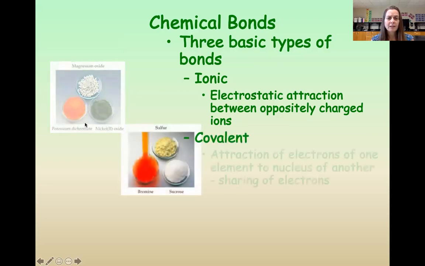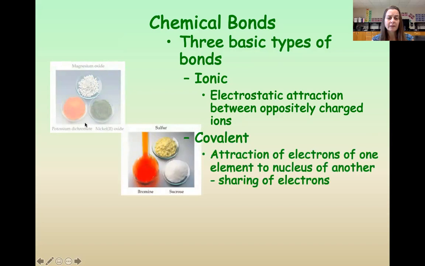Our second type of chemical bond is the covalent chemical bond. This forms molecules, and in covalent chemical bonds, these are based on the attraction of the electrons of one atom for the nucleus of another atom. And so this is what we typically talk about as sharing of electrons. This means that the orbitals of the atoms are overlapping and the electrons are in the orbitals of both atoms.